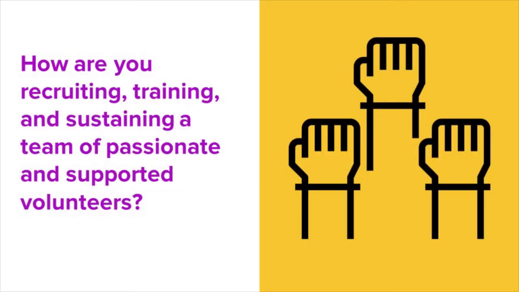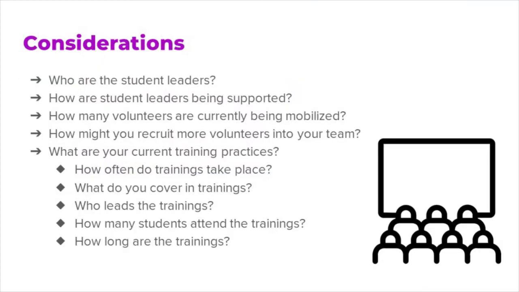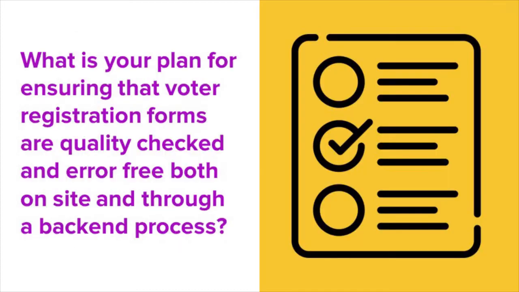And then the next question is, how are you recruiting, training, and sustaining a team of passionate and supported volunteers, trained individuals? One of the most important resources that you need in order to do this work is people that are trained, people that are knowledgeable, people that are able to have really great conversations with students about their democratic engagement plan. So think about what's the process for your recruitment, what's your process for your training, how often are you doing those things? There are a lot of considerations to that, which once again, we'll talk about more.